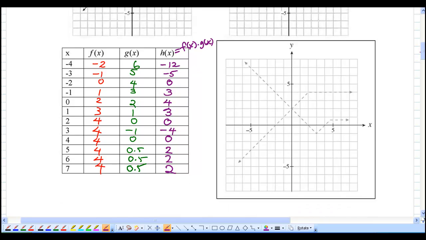At -4, it's -12, way down here off the charts, sorry. So let's do -3. -3 is -5. I can plot that point. -2 is 0. And then -1 is 3. 0 is 4, 1 is 3. You have a sense of what this graph looks like? Yeah, if you're thinking, this kind of looks like a parabola, you are correct.